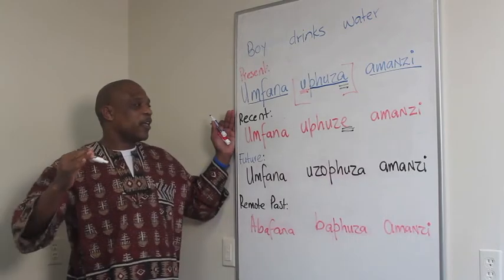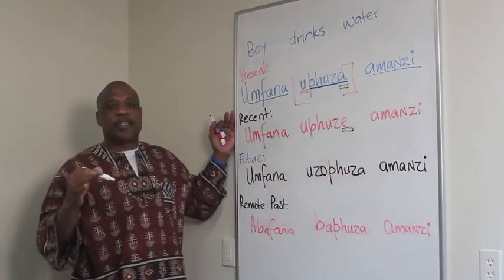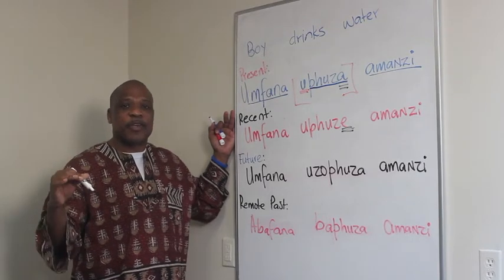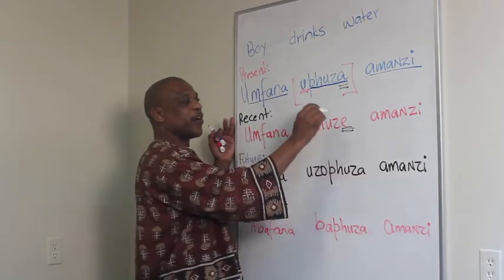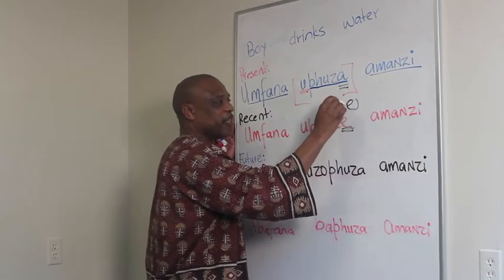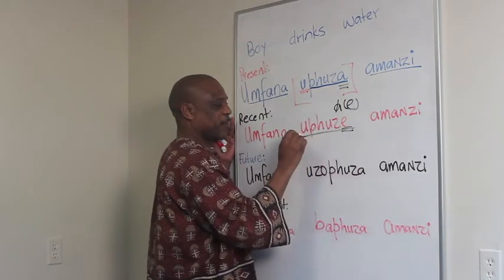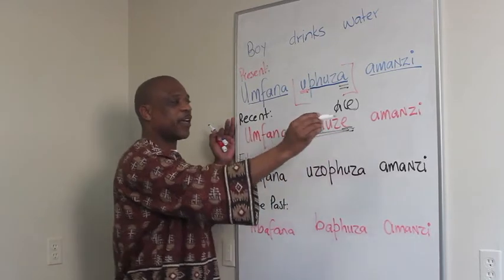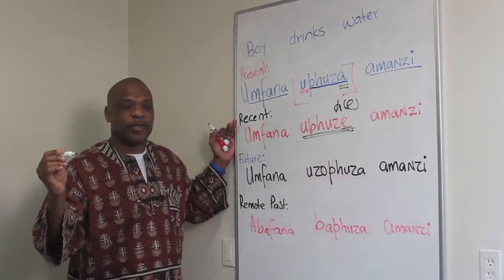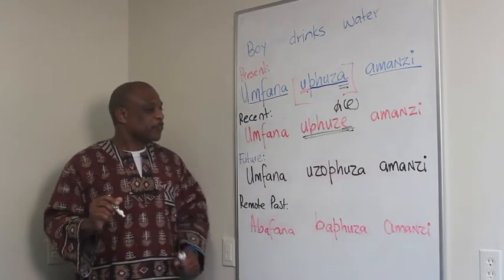What this means is that if you are changing a sentence from present tense and putting it in the recent past tense, the only thing you have to do is to change that vowel from A into E. Then you'll have a verb that says uphuze amanzi. That is the recent past tense. Isn't that simple? Let's look at the other tense.